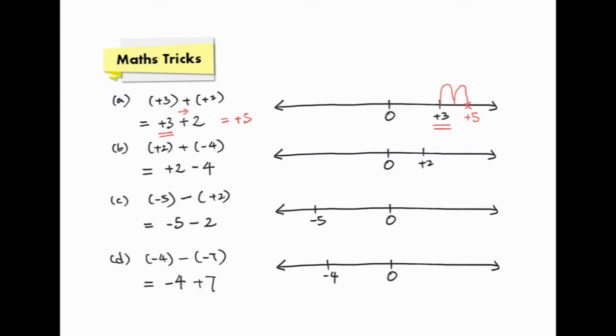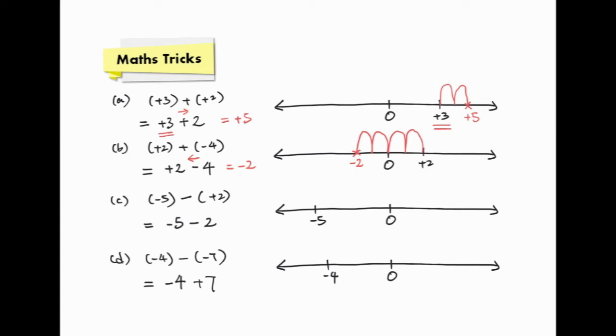Example B. After removing the brackets, the expression is positive 2 minus 4. When we subtract a number, move to the left on the number line. Start from positive 2 and move 4 units to the left. The final position is 2 units to the left of 0, which means negative 2. Therefore, the answer is negative 2.